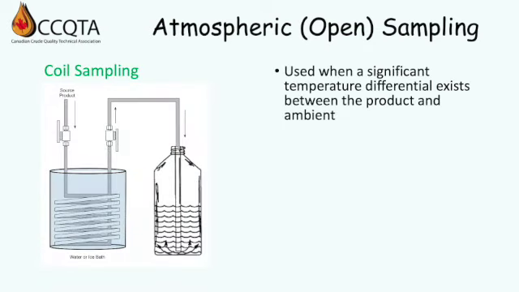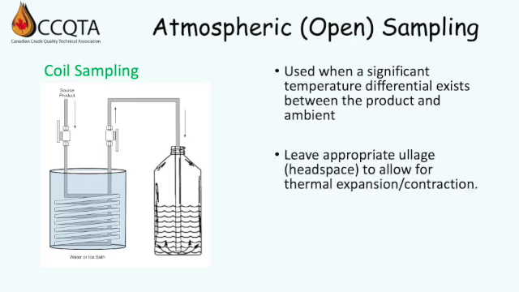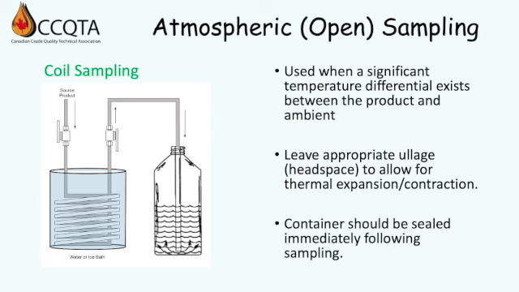The sampling coil is simply a coiled length of tubing, ideally stainless, inserted in water or a water ice bath to act as a heat exchanger to cool the product as it moves from the sample point to the sample container. Just make sure your tubing is suitable for the pressure of the system. Same as with the dip tube sampling, make sure not to overfill your container and leave room for thermal expansion. And same as before, lastly, make sure you cap your sample immediately after sampling to avoid any further loss.